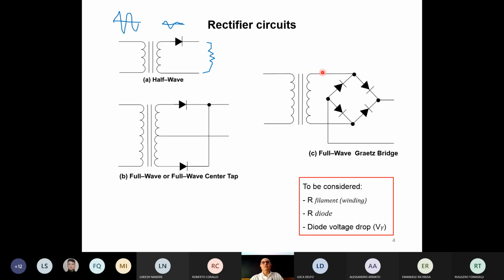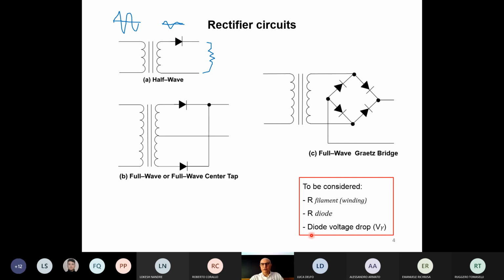Usually we say that the transformer has no resistance, and we add an equivalent resistance in series at the output of the transformer. So it is easier to simulate. We have also the resistance of the diode. The diode, when it conducts, if you remember, has a characteristic which has a flat part and then something which has a slope. So the slope has to do with the internal resistance of the diode.